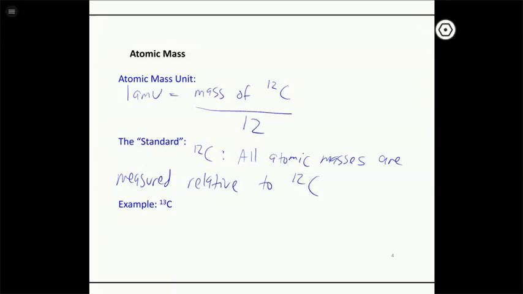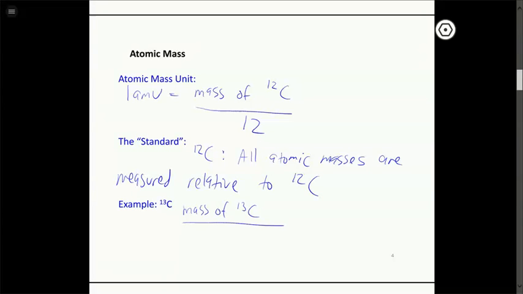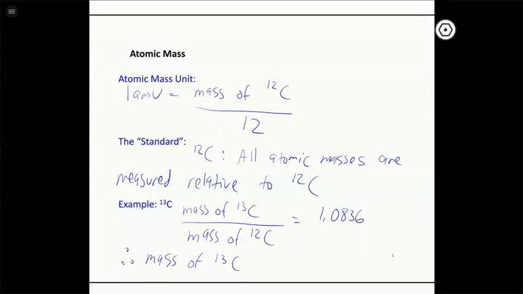So, for example, if we took 13C, which just has one more neutron in the nucleus, and we took the ratio of those two masses, it comes out to 1.0836. And so then if we multiply by 12 to get the mass of 13C, in other words, the mass of 12C is exactly 12 AMUs, so the mass of 13C is going to be 1.0836 times that, which is pretty close to 13, but not exactly 13 AMUs.